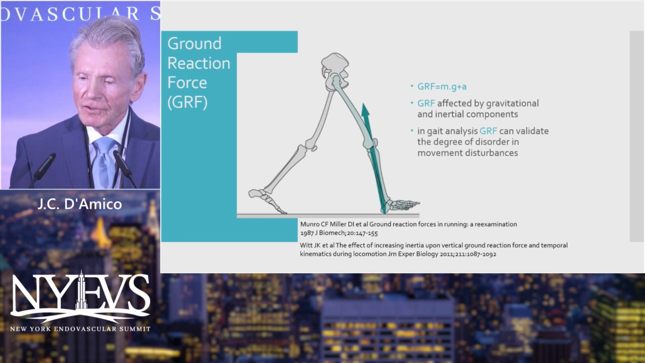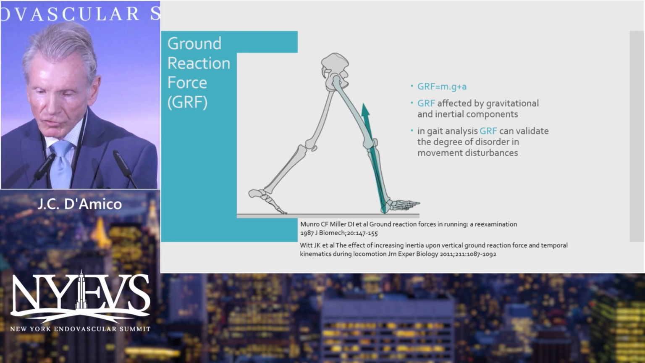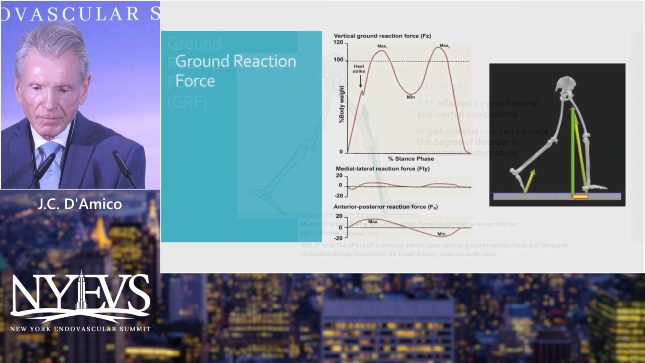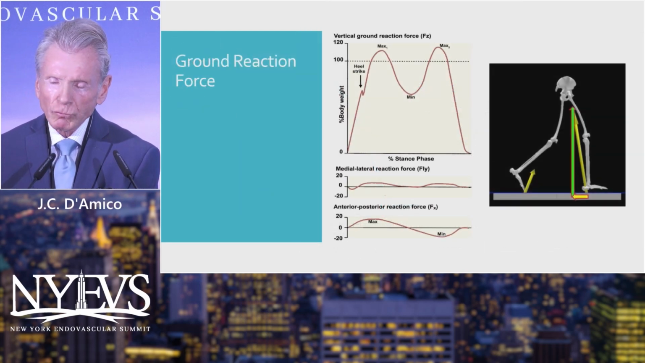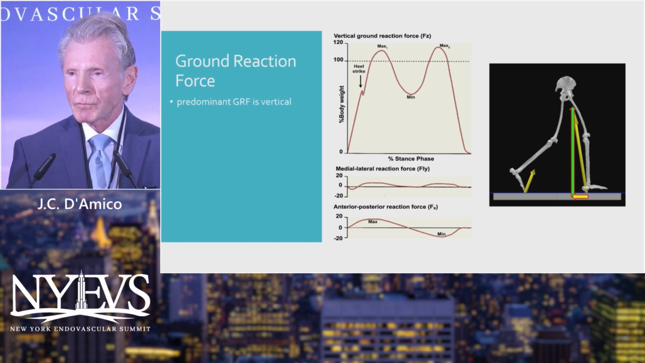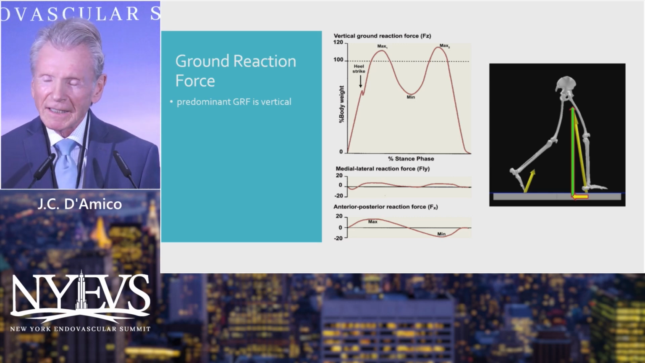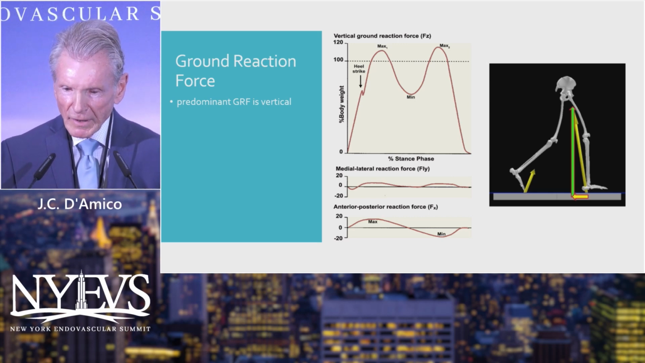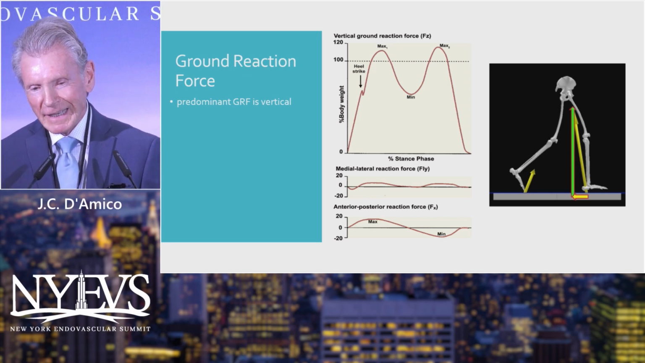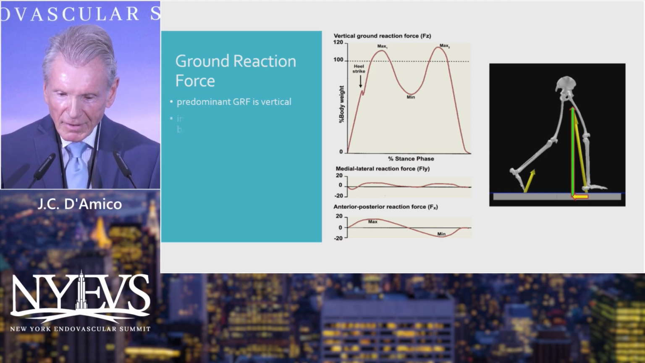And in gait analysis, the ground reactive force can validate the degree of disorder in movement disturbances. So the predominant ground reaction force is vertical, and that's the M-shaped curve, the soft M-shaped curve, first described by Carlet in 1872. And that's the one that's used today, and that's the one that everybody says, oh, there's a heel impact, and then pronation, and then propulsion.